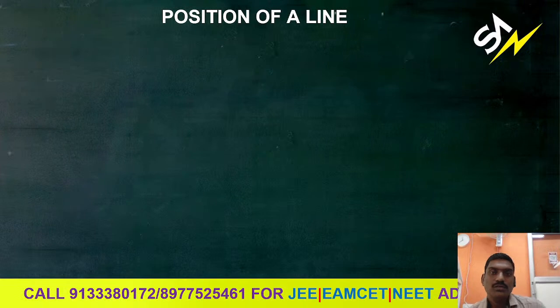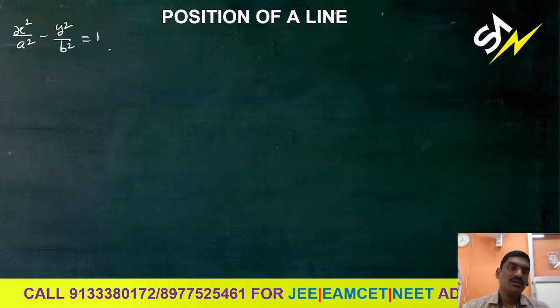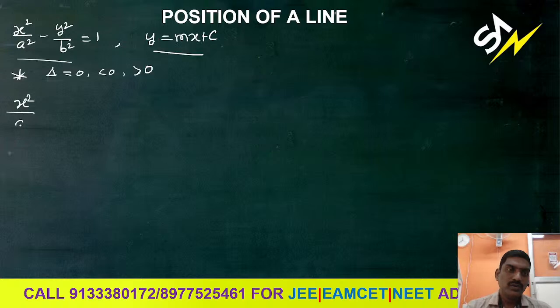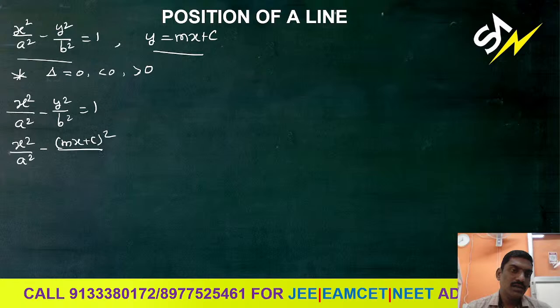Next, position of a line, and the line is y equals mx plus c, right? To check the position of a line, we need x square over a square minus y square over b square equals 1. So x square divided by a square minus (mx plus c) whole square divided by b square equals 1.